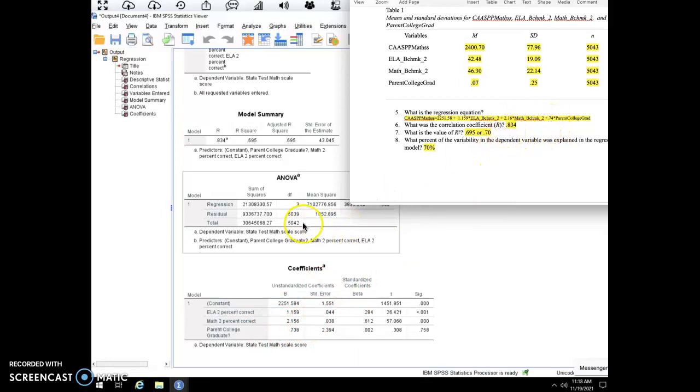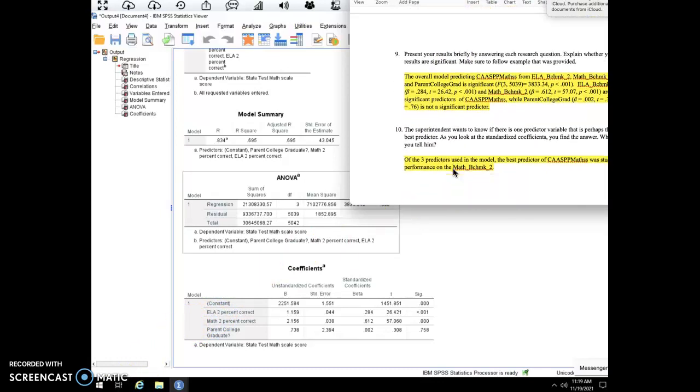The correlation coefficient can be found in the model summary. Here is our R, which is our correlation coefficient, and our R squared, which is 0.834 times 0.834. We get this value. You can convert this into a percentage, which is the percent of variability in the dependent variable that was explained by the regression model. Next, we're going to go to the write-up portion.